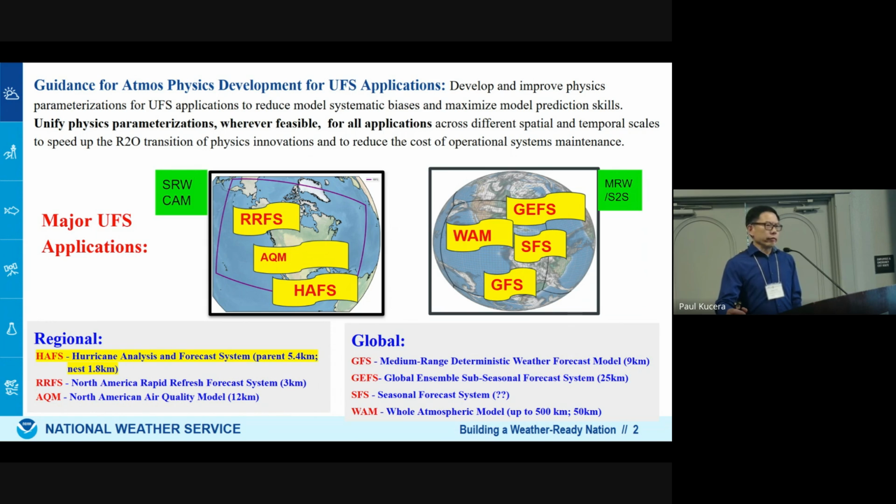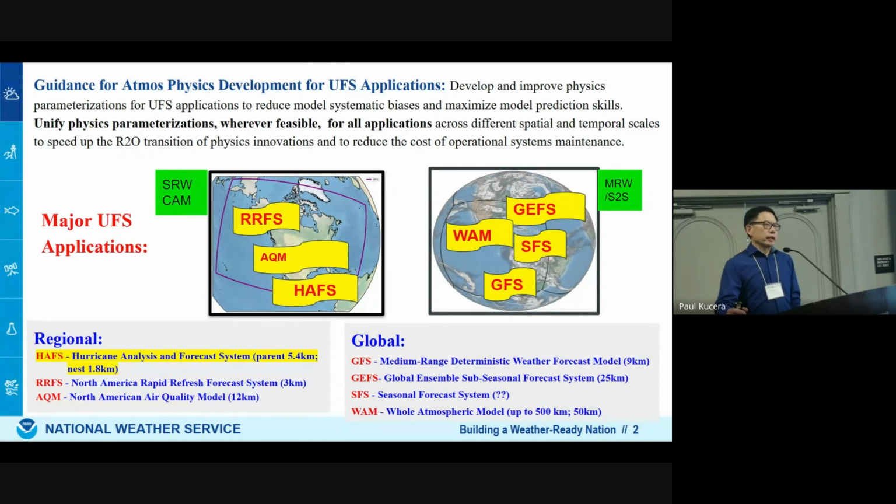First, I'll give an overview of the physics development, not only for HAFS, but also for the entire UFS-based applications. You can see on the left-hand side that we have our regional application, the HAFS. On the right-hand side are the global applications, including the ensemble forecast system, the medium-range GFS, and also, under development, the SFS. We also have included the whole atmosphere model in this suite.